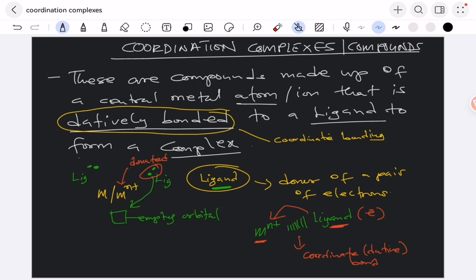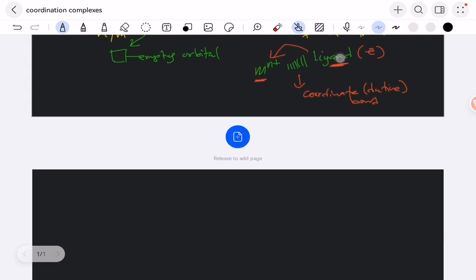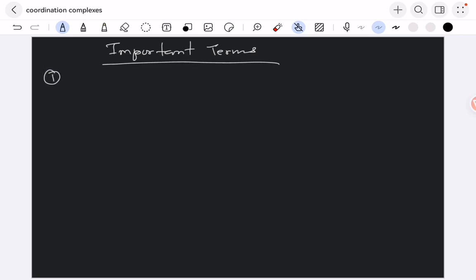Now, I would like us to understand a few terminologies as we look at coordination complexes. I will just say important terms. We're going to encounter these terms which are quite important. The first one is known as a central metal, ion, or atom.